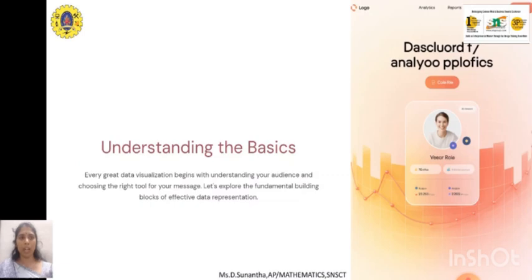Now let us see understanding the basics. Every great data visualization begins with understanding your audience and choosing the right tool for your message. So let's explore the fundamental building blocks of effective data representation.